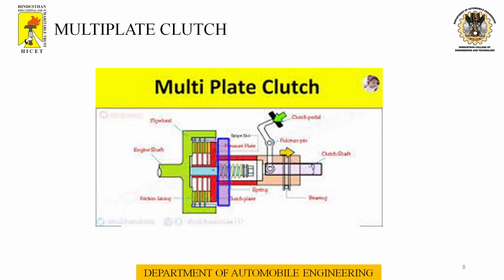These clutches are used in heavy commercial vehicles like racing cars and motorcycles for transmitting higher torque. Besides, these clutches are used in scooters and motorcycles where the space available is limited. The overall diameter is reduced for the same torque transmission as a single plate clutch.